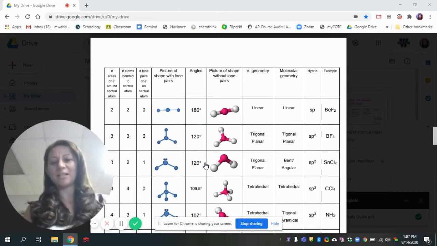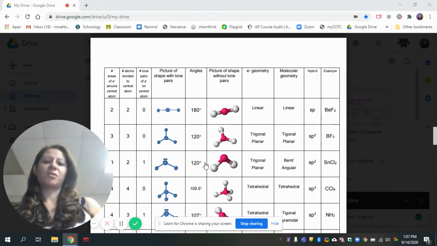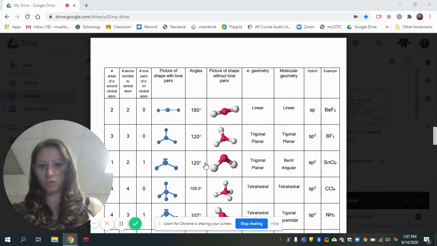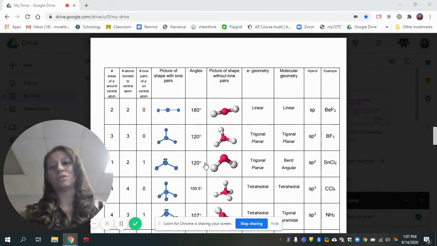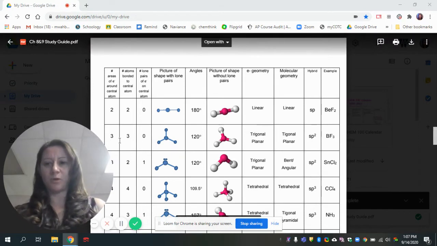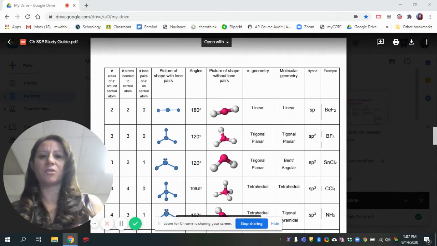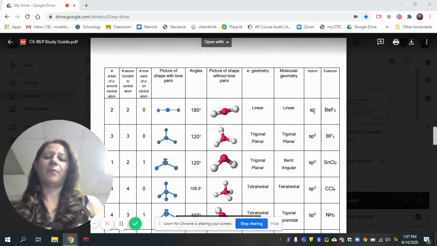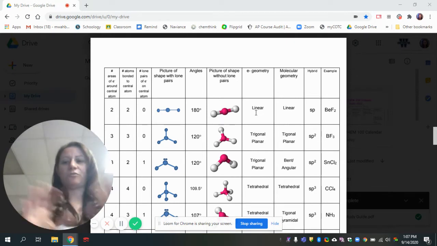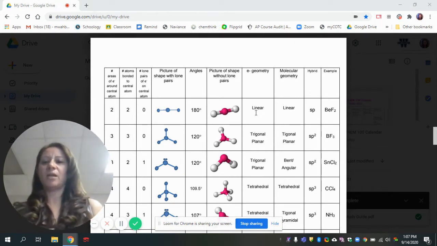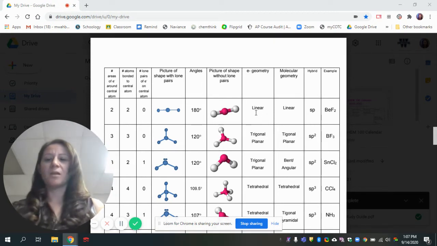Hi guys, let's talk about the different shapes that we have for VSEPR this year. So the first thing that you want to do when you draw your Lewis dot structure is count how many areas of electrons are around your central atom. And so that's this column right here. From that, you basically come up with angles, you come up with the hybrid, you come up with the electron geometry. And then the second thing, after you figure all that out, is you see how many of those areas of electrons are actually bonded and how many are lone pairs.